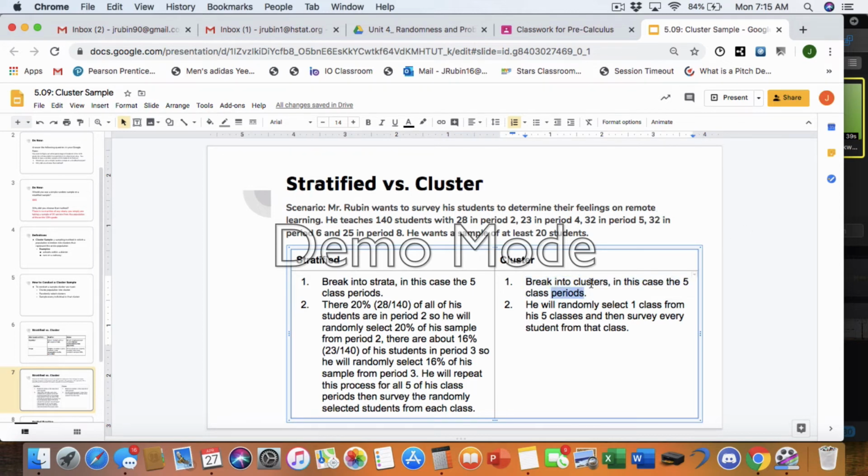With cluster now, we'll break them into clusters. In this case, we'll use the same 5 class periods. So sometimes your strata and clusters could be the same thing, other times they're different. But then what I'll do is rather than pick a little from all, I will take all from one class. So I will randomly select one out of my 5 classes and then survey every student in the class. And that's the big way of thinking of it. Stratified is some of all. It's some samples from all groups. Cluster sample is all of some. So all samples of some groups.